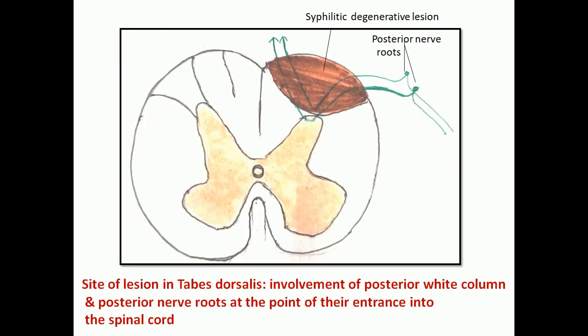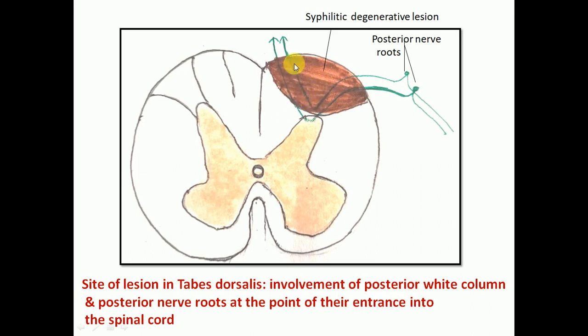Next to this is tabes dorsalis. The site of the lesion is the posterior nerve roots, and the posterior white column can be involved. Here there is a degenerative lesion that occurs in the syphilitic patient, particularly in the posterior white column and posterior nerve roots. So what signs and symptoms occur?